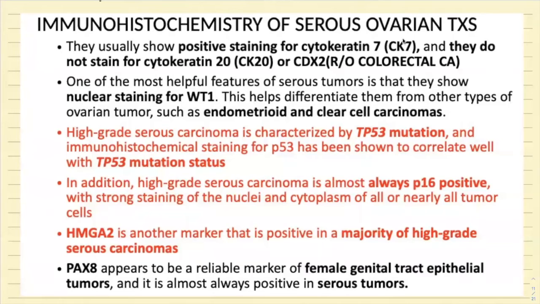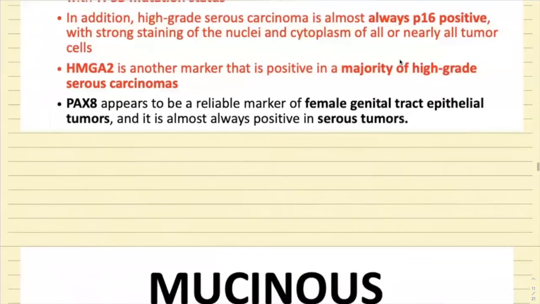They are positive for CK7. A very, very important marker of serous ovarian tumor is CK7, whereas they are negative for CK20 and CDX2. So what is the importance over here? Let me tell you.